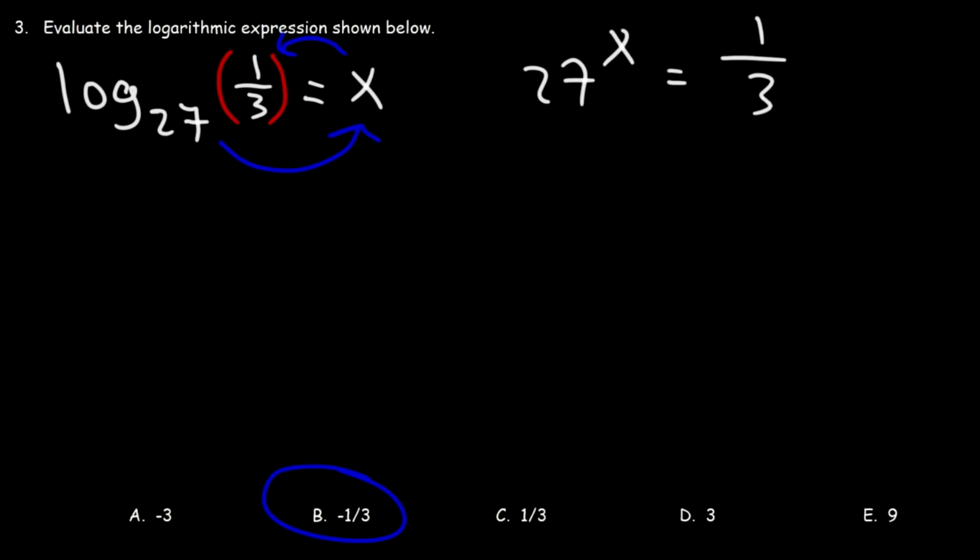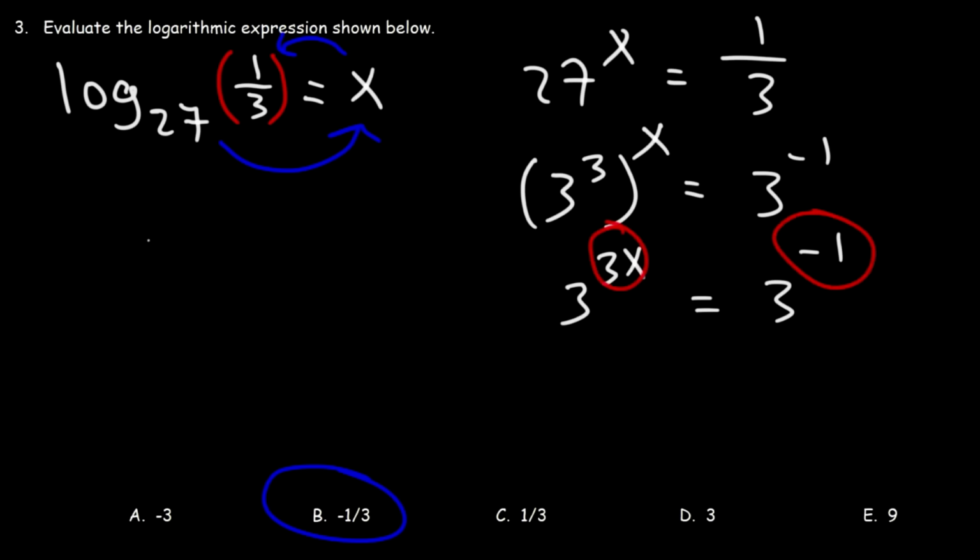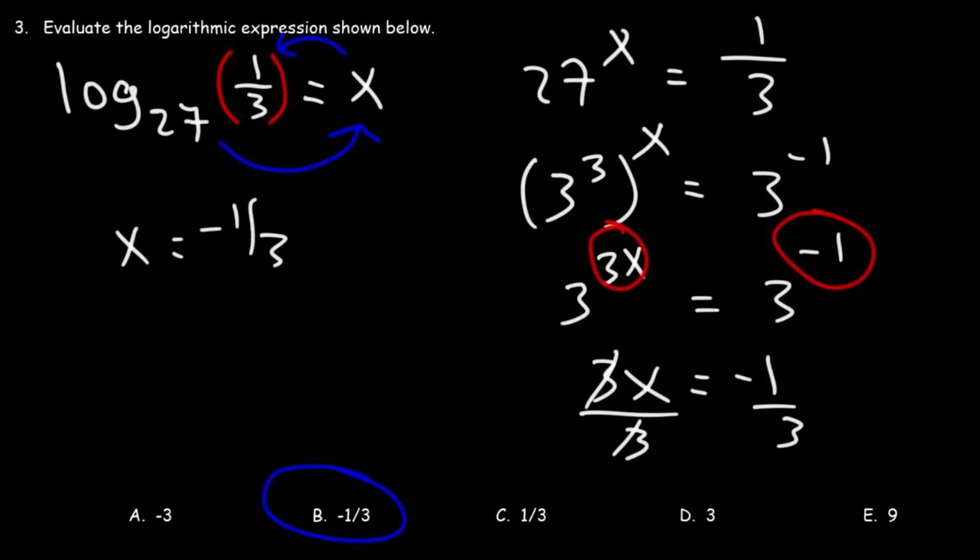Now, let's solve for x by getting a common base. Now, we could replace 27 with 3 to the third power. And 1 over 3 is basically 3 to the negative 1. Now, 3 to the third raised to the x, we need to multiply these two exponents. We always do that whenever we raise one exponent to another. So we have 3 to the 3x is equal to 3 to the negative 1. Now that we have the same bases, the exponents must be equal to each other. So we could say that 3x is equal to negative 1. Dividing both sides by 3, we get that x is negative 1 over 3.